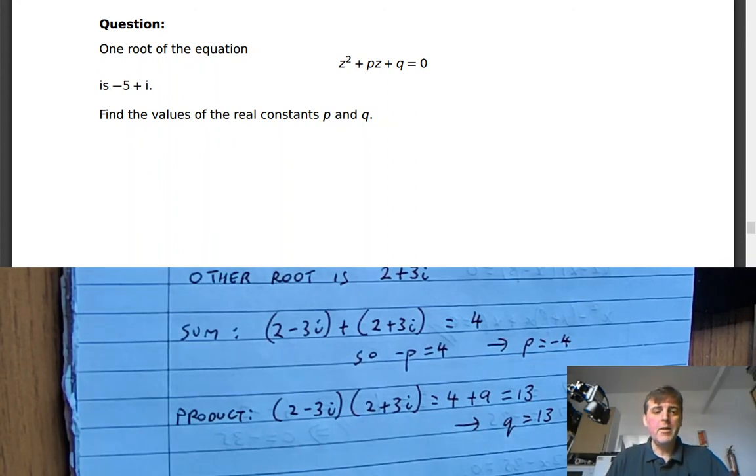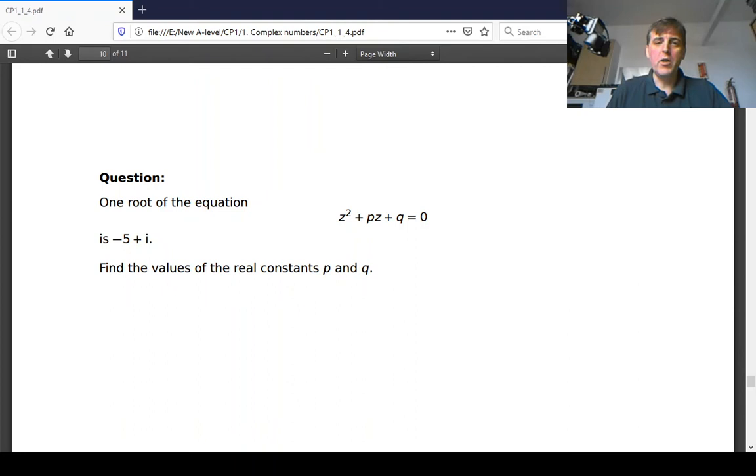Okay, have you got the idea? Here is one for you to have a look at yourself. So exactly the same type of question here. I've given you one root of the quadratic equation. I'd like you to find the equation itself by working out the values of p and q.